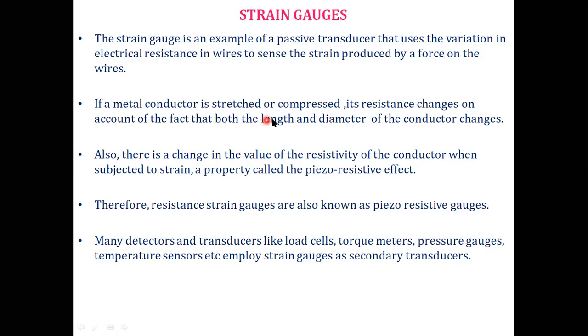If a metal conductor is stretched or compressed, its resistance changes on account of the fact that both the length and diameter of the conductor changes. Also, there is a change in the value of resistivity of the conductor when subjected to the strain. This property is known as piezoresistive effect. We are applying some pressure and we are going to obtain some change in the resistance of the material. That is known as piezoresistive effect.